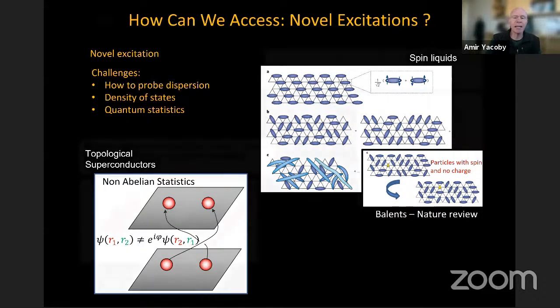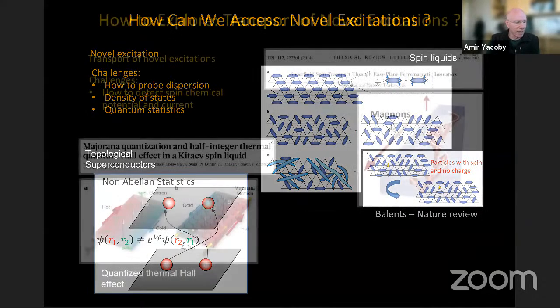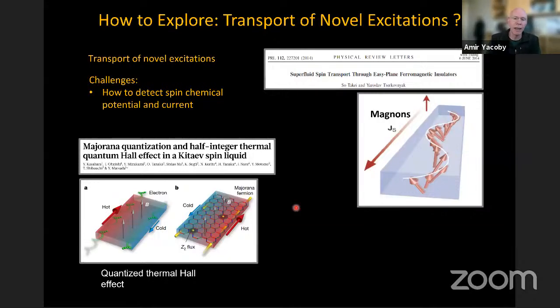Now, in a system that has excitations, and if these excitations are long-lived, one can then further ask the question, what about their transport? Can I define a chemical potential for these excitations? Can I look at gradients of chemical potential that will then generate currents? How would I study the current associated with these gradients in chemical potential, and so on and so forth?